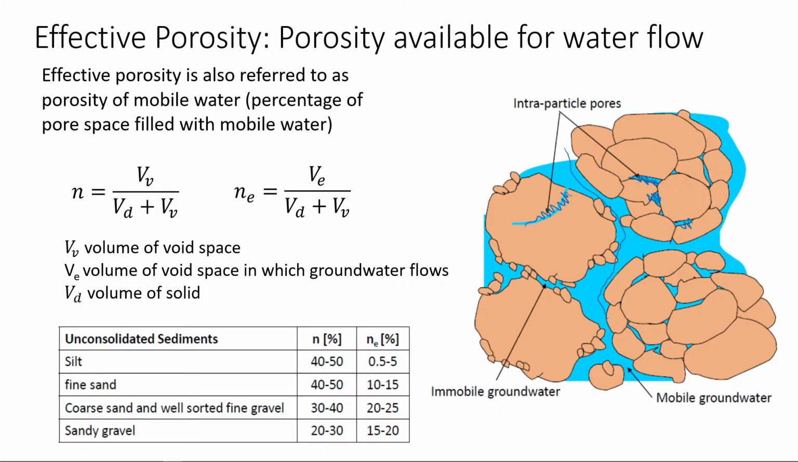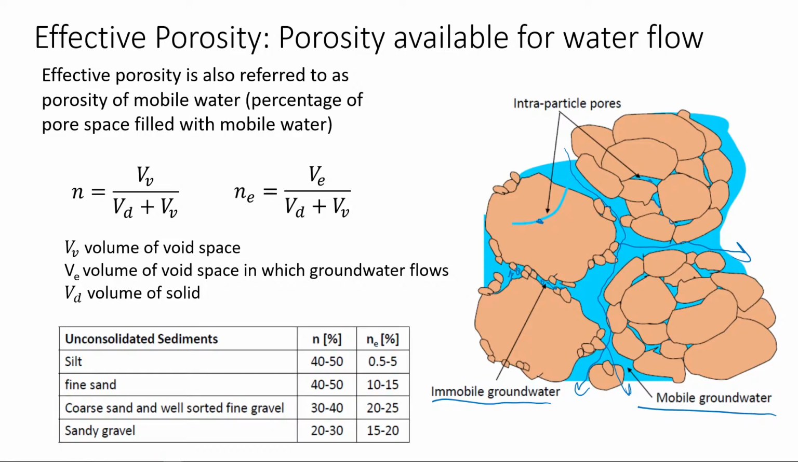Like here, for example, like here. See, is this porosity here available for water to flow? No, it is saturated with water, but water will not flow from here. Same here. So this is called immobile groundwater, and this is called mobile groundwater. See this blue here, all this is immobile groundwater. So effective porosity is the porosity that is available for water to flow.